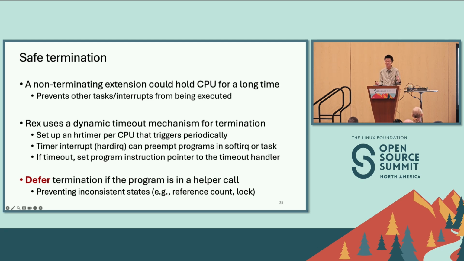So one caveat is that if the program is currently executing a helper function call, which means it's currently running the actual kernel code, we need to defer the termination until that helper function returns. This is because kernel code has its own state management, and if you naively terminate the program while it's running a kernel helper function, that could easily lead to inconsistent states, for example, dangling reference counts or unreleased locks.